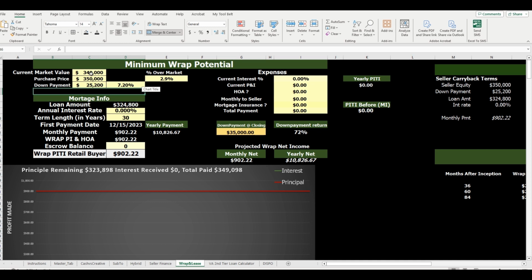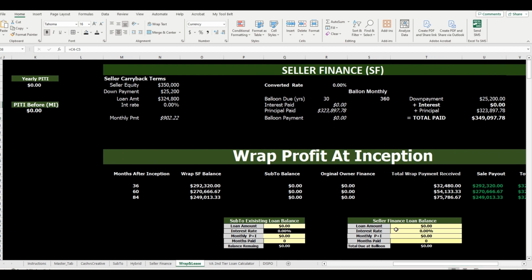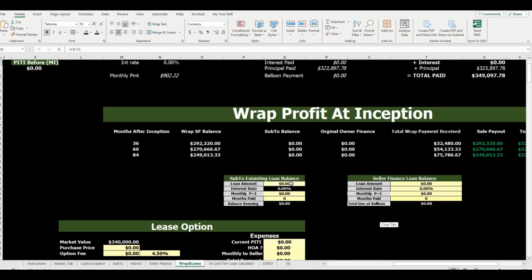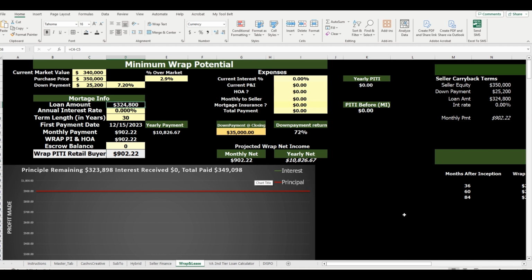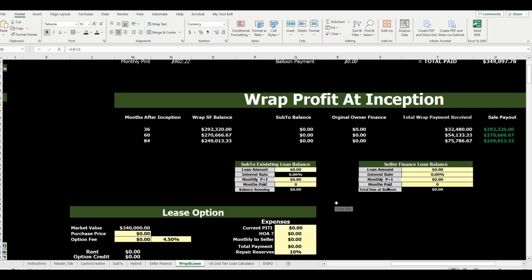This is what I am going to expect as my down payment for this property that I am going to seller finance to the retail buyer. Now we see a loan amount here of $324,000. Now what I need to do is move over here to the right and plug in my variables for the existing loan balance as well as the seller finance loan balance. Once these two variables are filled out in these two boxes, we can then come back up to the top and finish off the rest. And you'll see why in just a sec.